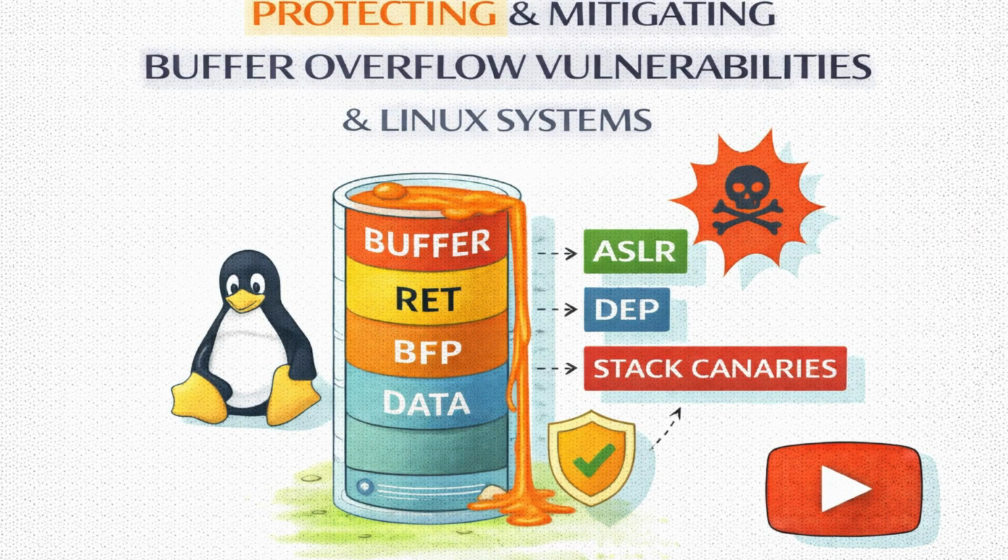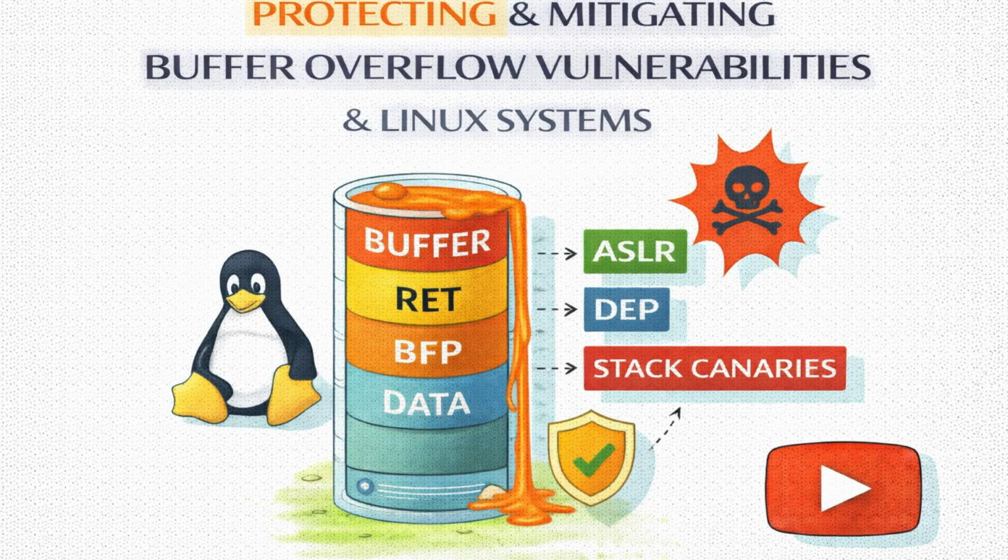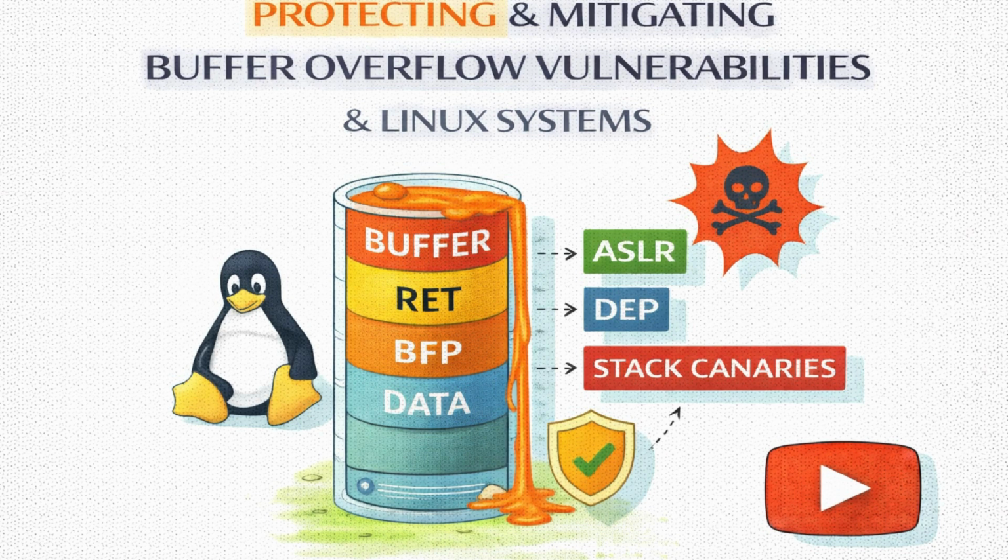So full RELRO fixes this. Full RELRO tells the linker to resolve all those addresses at the very beginning, right when the program starts. Do all the lookups now. Exactly. And once they're resolved, it marks that entire section of memory as read-only. It freezes the address book. So even if I have an overflow, I can't change the phone numbers. Precisely. It hardens the binary against that specific type of redirection.